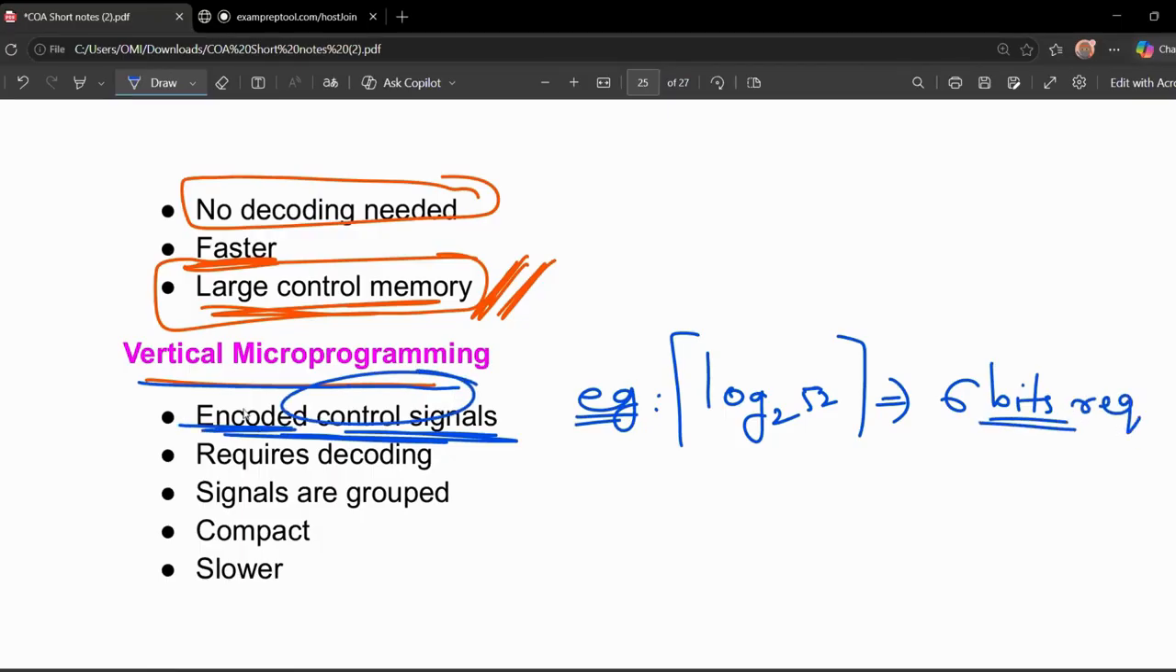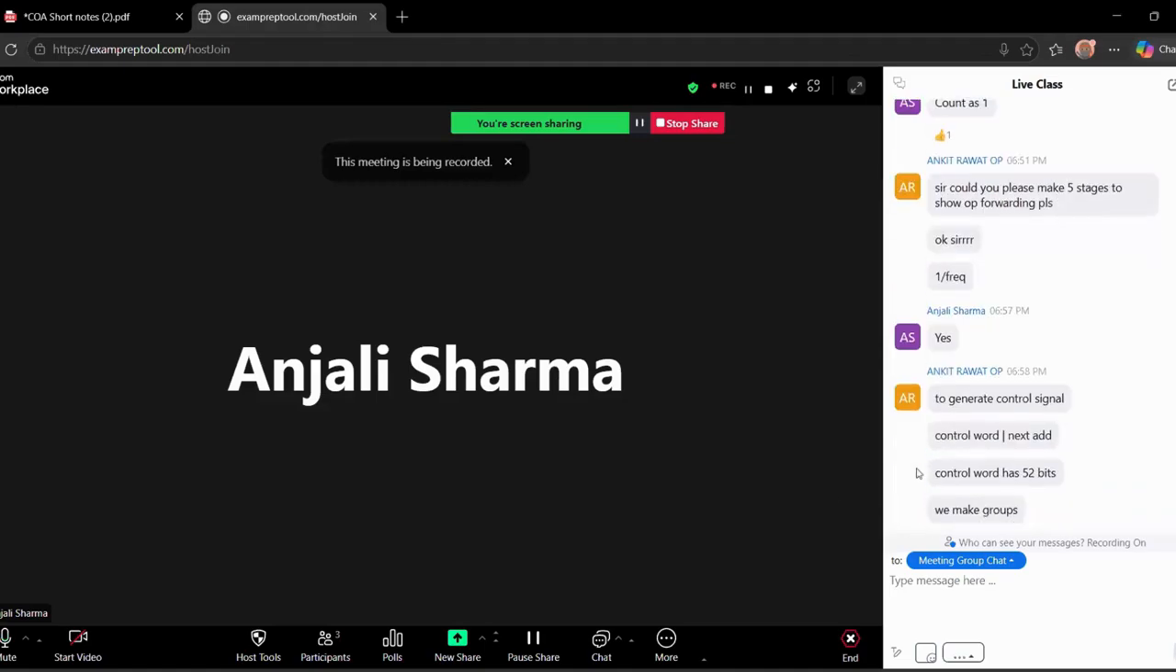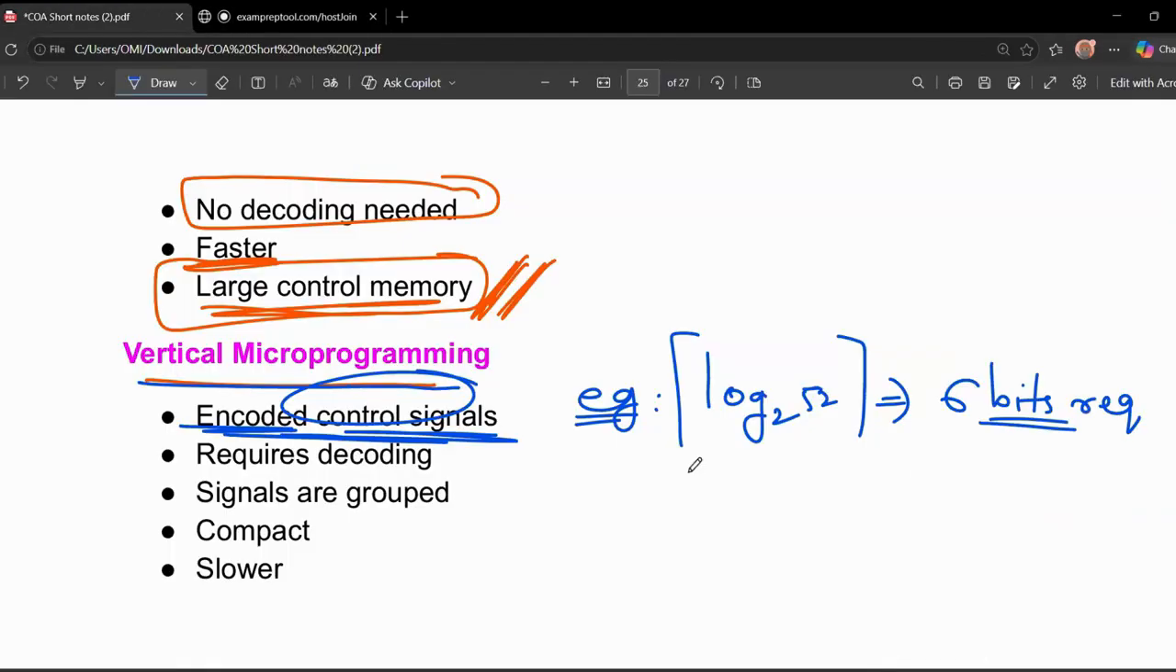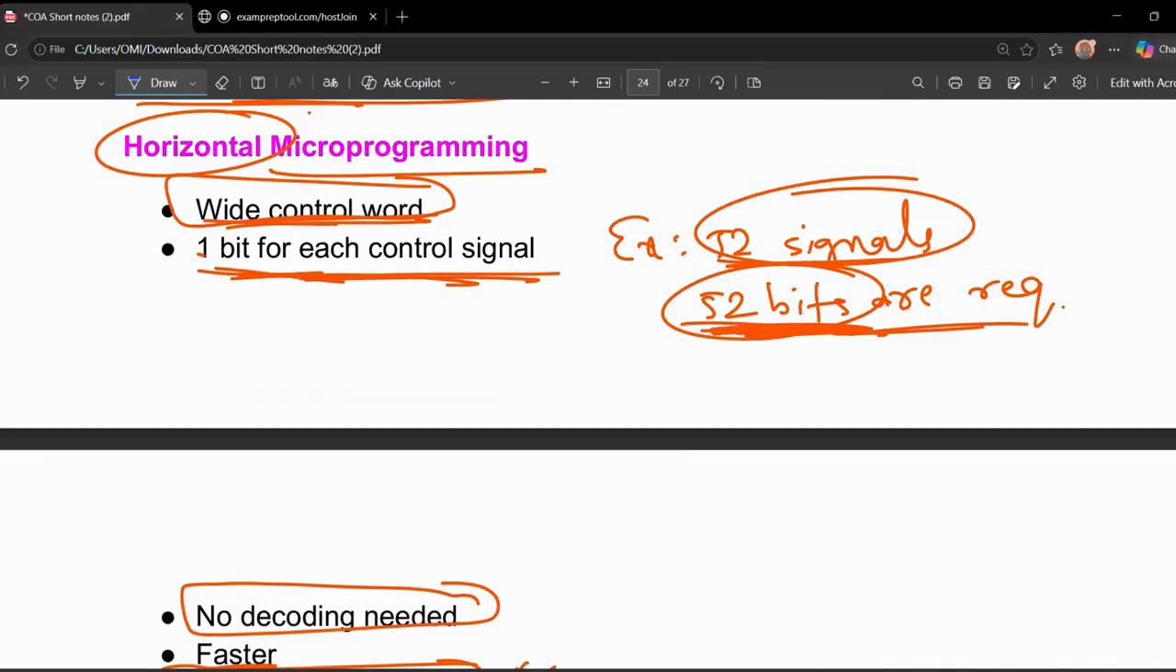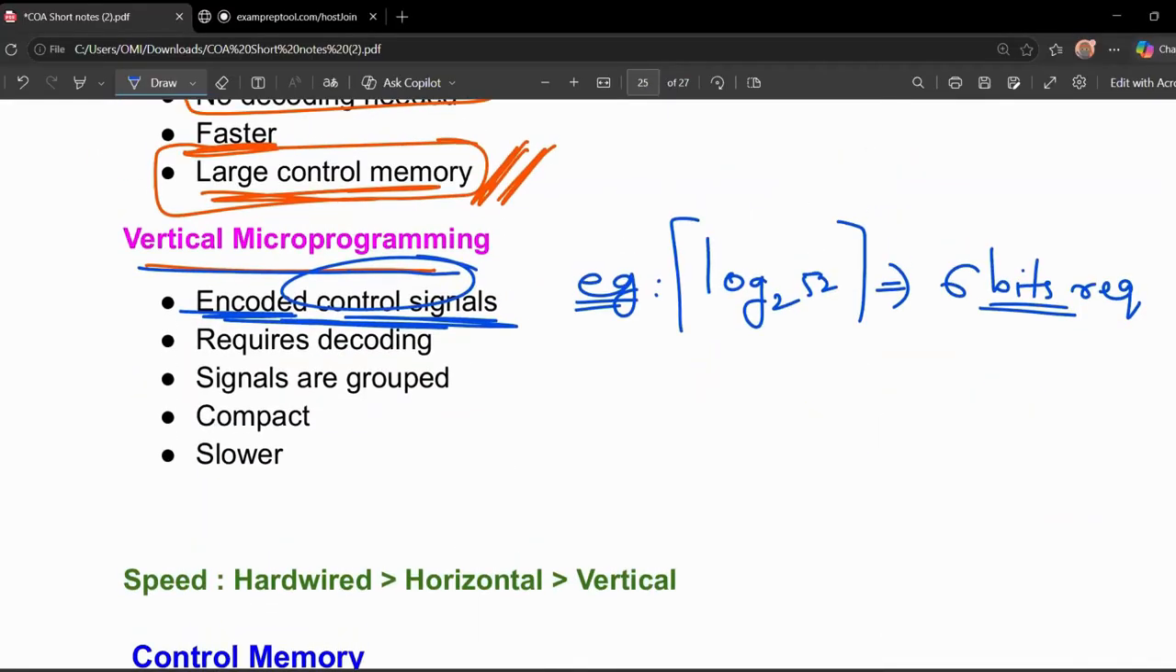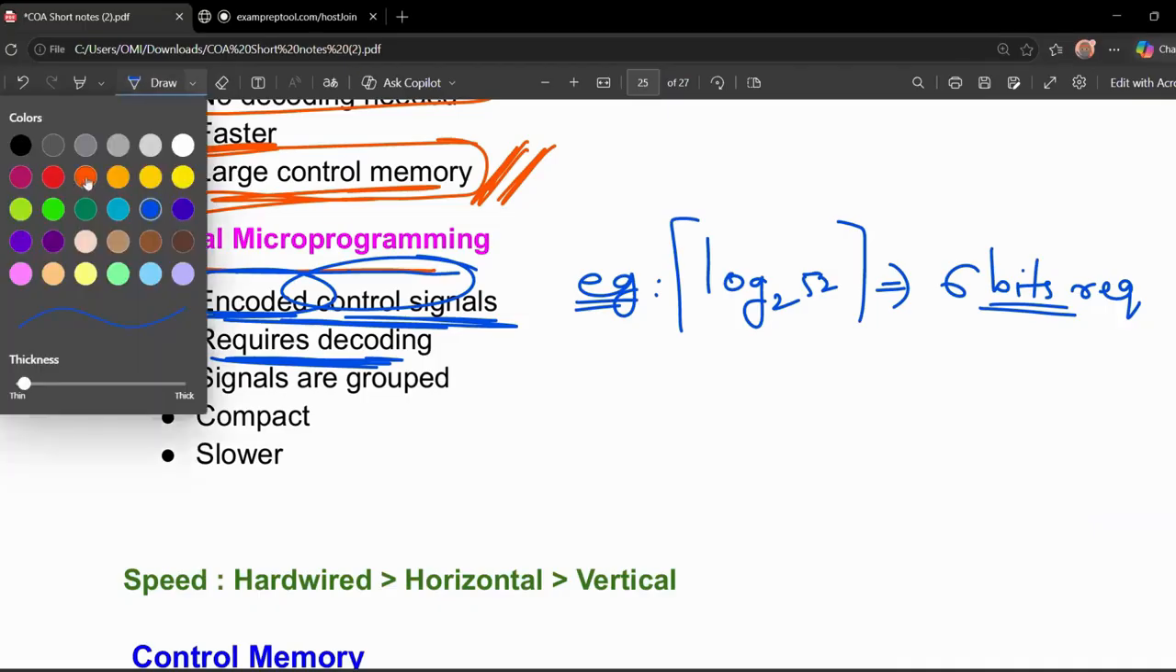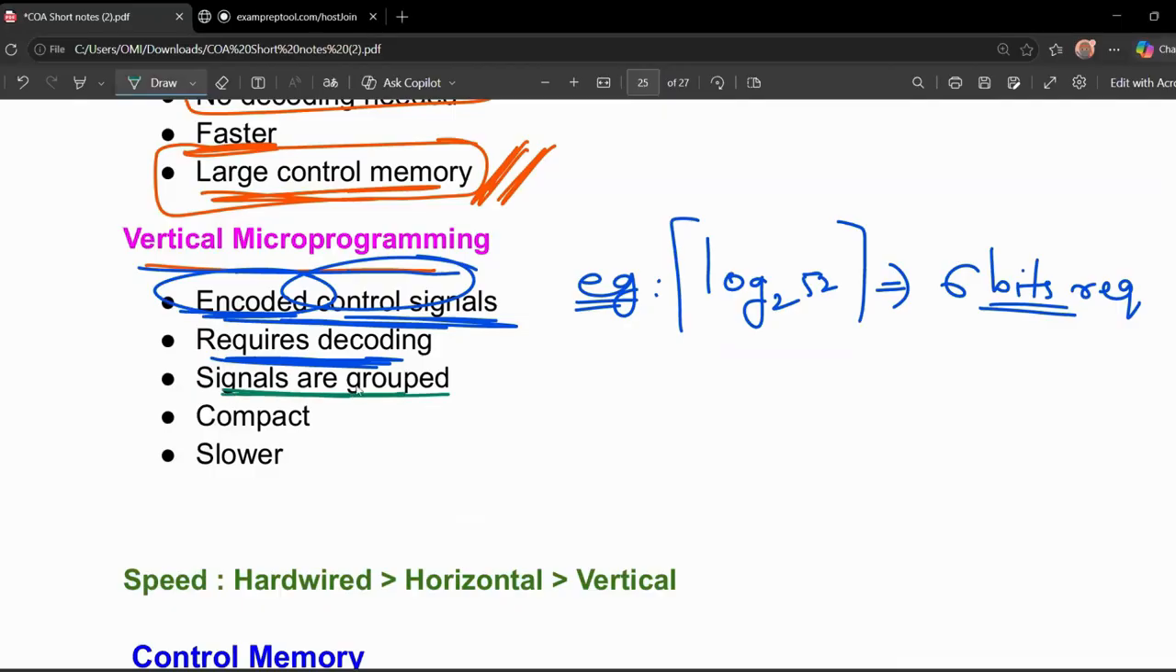Here the control signals are encoded. Look here: in horizontal, 52 bits are required, and here only 6 bits are required. As we are doing encoding, it requires decoding. So here signals are grouped, and it is compact, and it is slow.